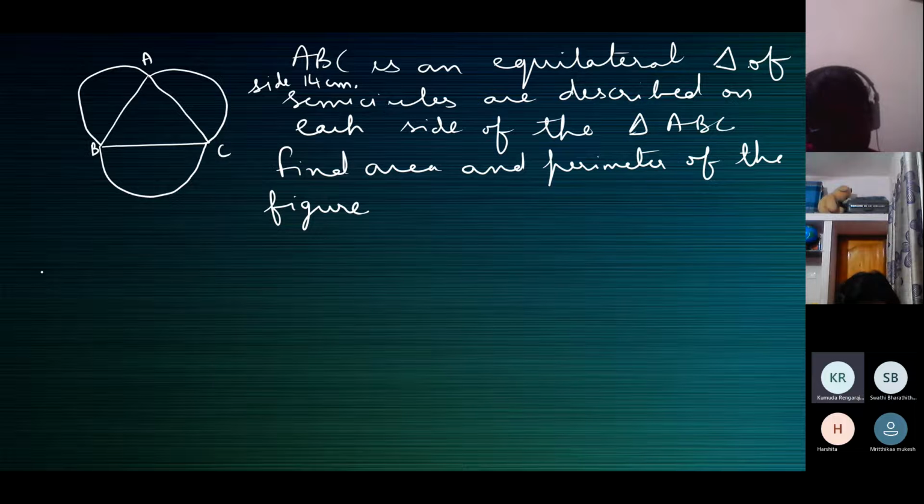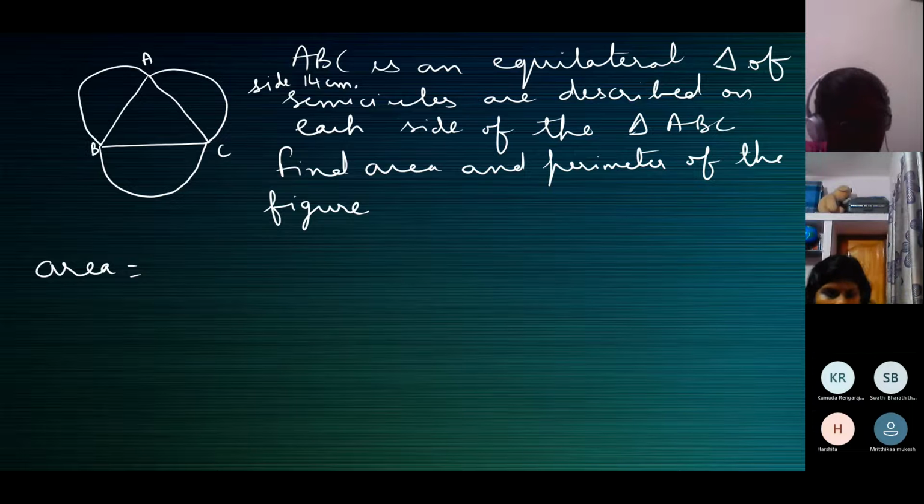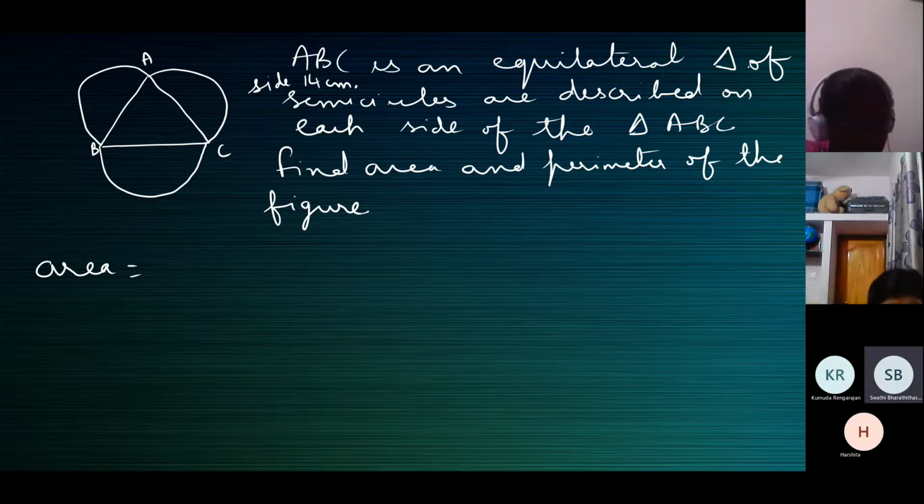Now tell me, how will you calculate area? I just want the formula. What is the measure of the side of the equilateral triangle? 14 centimeters. And do we know the formula to find the area of an equilateral triangle? Half into base into height. No. You can use half base into height when you know the base and the height, the altitude of the triangle.